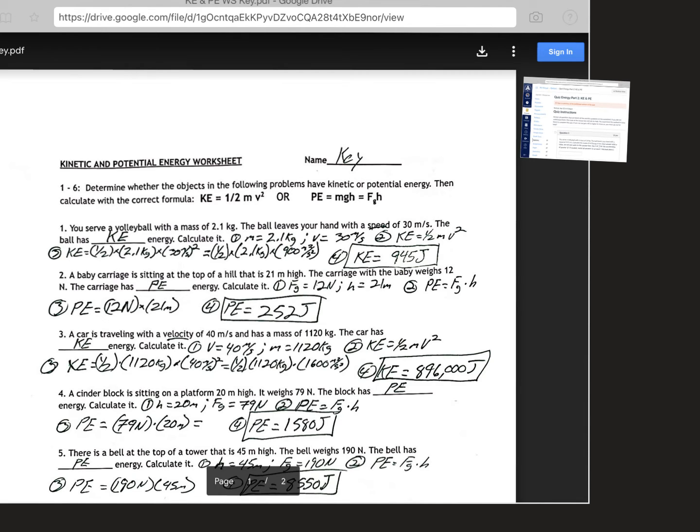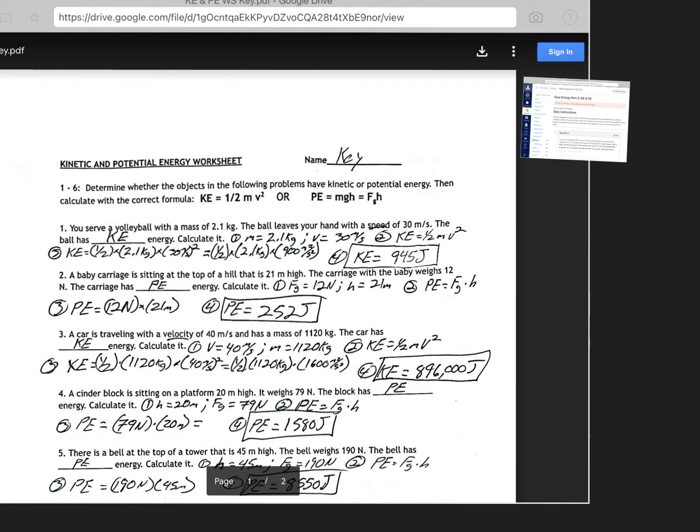So notice on this first one, the first thing I do is I always take out what the problem actually gives me. I saw where it gave me a mass, so I said m is equal to 2.1 kilograms. And then it gave me a speed, which I know is really a velocity as long as it has a direction. So I say v is equal to 30 meters per second. Now, because I see that it gives me a velocity, and only one of my two formulas has velocity in it, the kinetic energy one, I know that, step number two, I'm using the kinetic energy formula, which is kinetic energy is equal to 1/2 times the mass times the velocity squared. It's very important that you understand that that's squared right there.